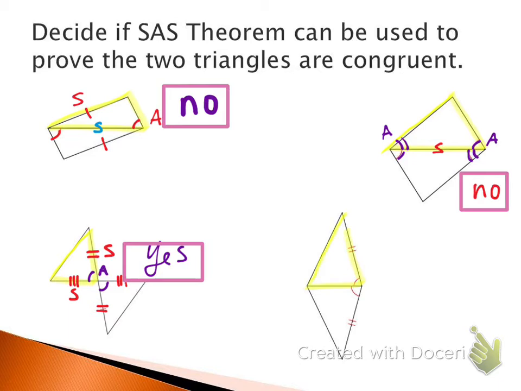I'm going to compare the top triangle to the triangle on the bottom. So what do we have marked congruent? We got a side congruent to a side, and then we have an angle congruent to an angle, and then do we have anything understood? The side they share. So we have two sides and an angle. Is the angle in between them? Yes, it is in between them. So this is side angle side, yes.